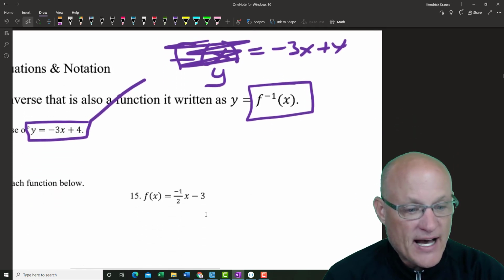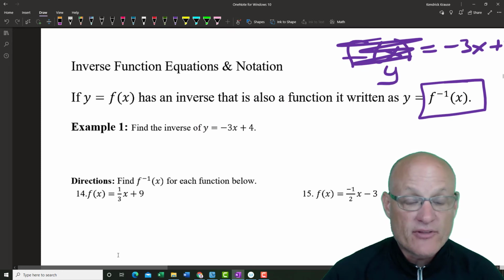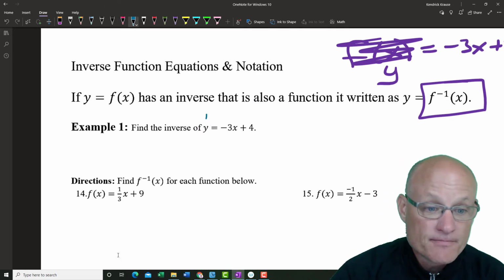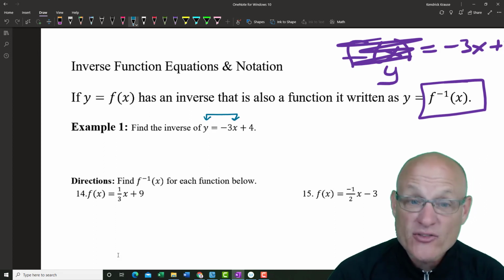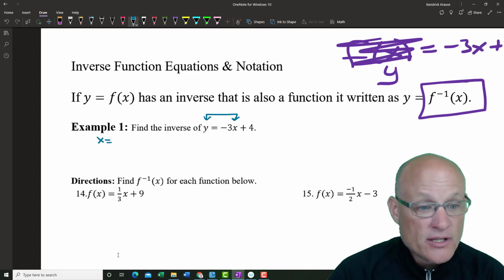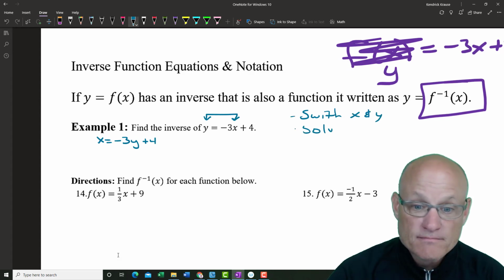In order to find algebraically, not graphically, but algebraically, the inverse of this function, what we're going to do is simply switch x and y. Not the numbers with them, just the letters. So this will become x equals negative 3y plus 4. So switch x and y, and then simply solve for y.